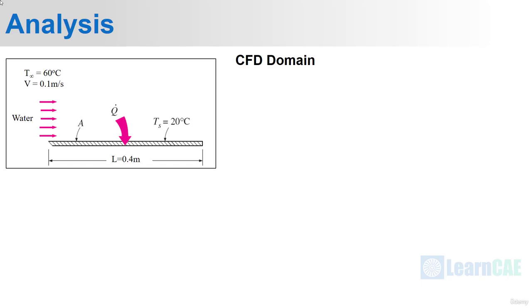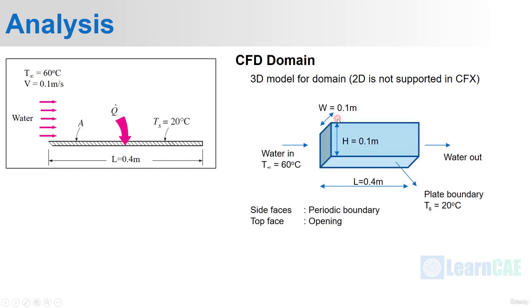Next, we shall see the domain details for creating the CFD model. We have to create a 3D model for the domain as 2D is not supported in CFX. Okay, this will be the domain for the problem. Here, the overall length is 0.4 meter and the bottom face is the plate boundary. So, we have to represent this plate surface as the bottom face of this cuboid.